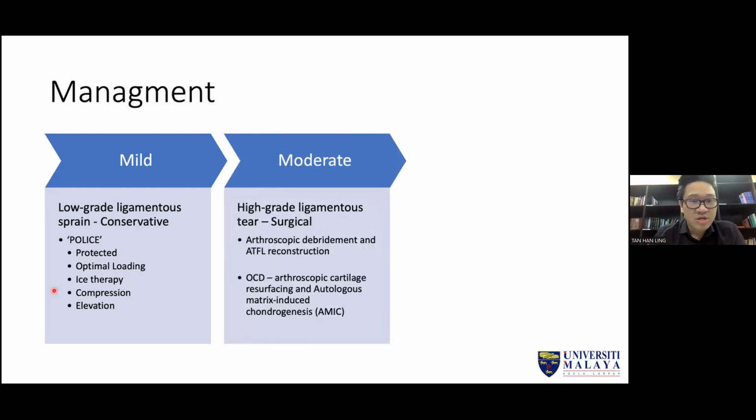Next, moderate. The moderate types are the ones where it is confirmed that there is some form of ligamentous injury in the patient, especially in patients who are active and keen to go back to active competitive sports. In those patients, when there's a ligament injury and instability, the patient will require arthroscopic debridement and ATFL ligament reconstruction. And when there is an osteochondral defect or osteochondral lesion, the cartilage needs to go for resurfacing and also autologous matrix-induced chondrogenesis, short form AMIC.